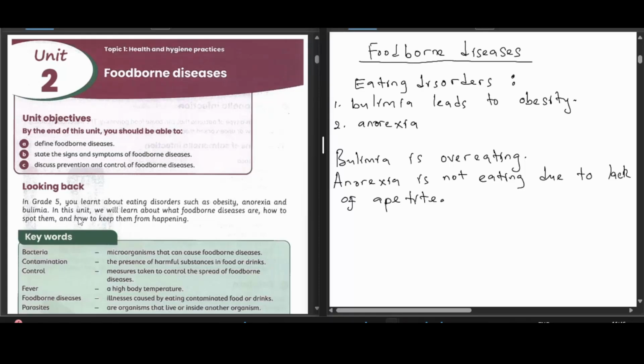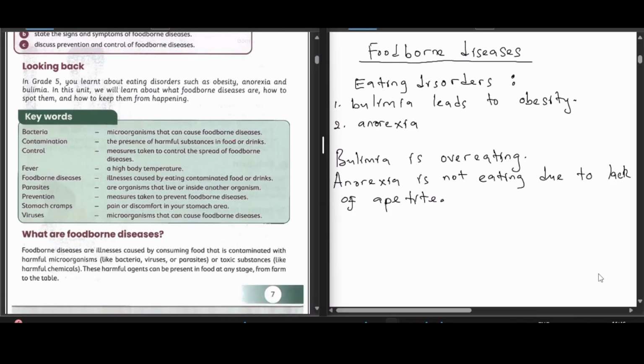In this unit, foodborne diseases, we will learn about what foodborne diseases are, how to spot them, and how to keep them from happening. That is what we want to learn. Let us look at these keywords. We are going to be defining them as we learn, but let us just discuss what they are.